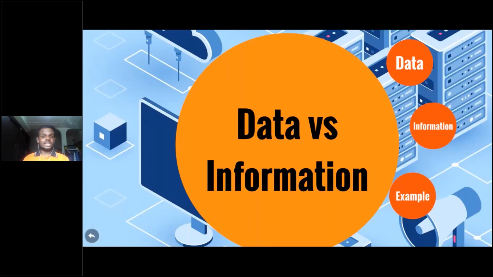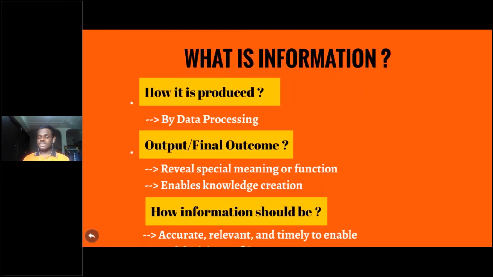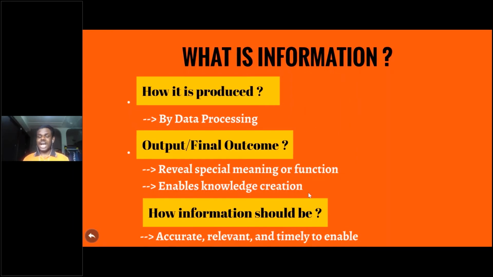Now let's learn what is information. I have divided it into 3 sub-questions. I will guide you through this. First, how is information produced? Information is produced by data processing. What is the output or the final outcome of this data processing? It reveals the special meaning or function about the data we have inputted. Next, it also enables knowledge creation. Third, how information should be. Information should be accurate, relevant, and timely so that it enables good decision making.